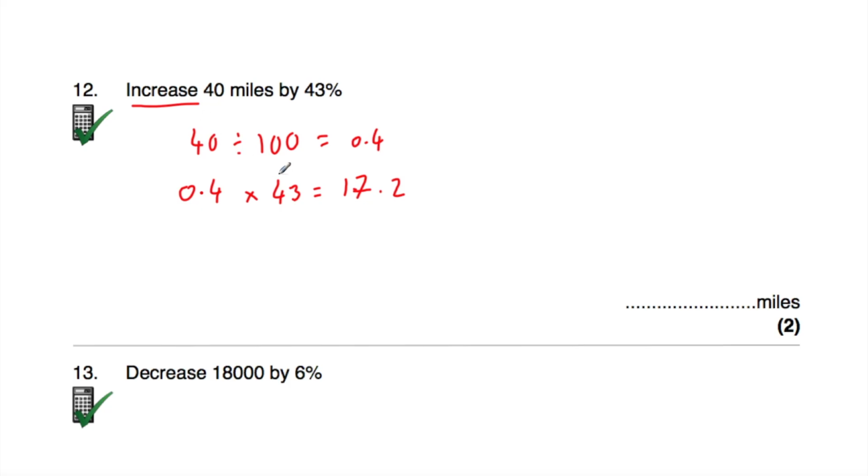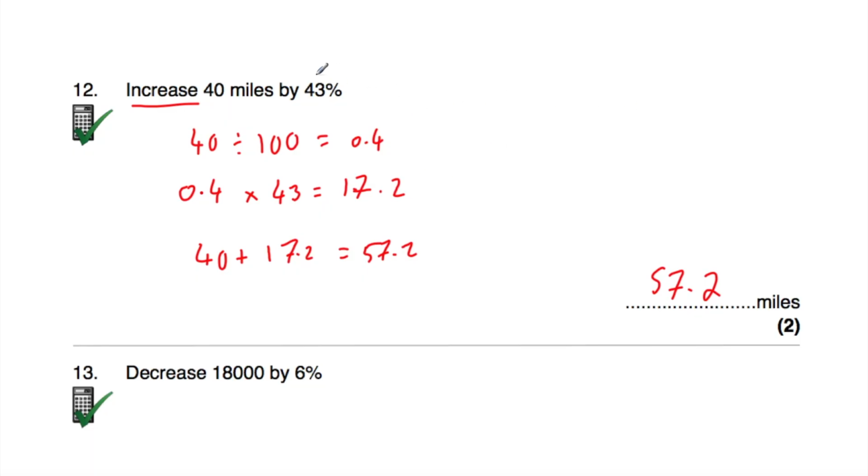But we need to increase it, so we need to add that on to what we started with. So if we do 40 plus 17.2, that's equal to 57.2 miles. So 57.2 miles. And that's what we get if we increase 40 miles by 43%.